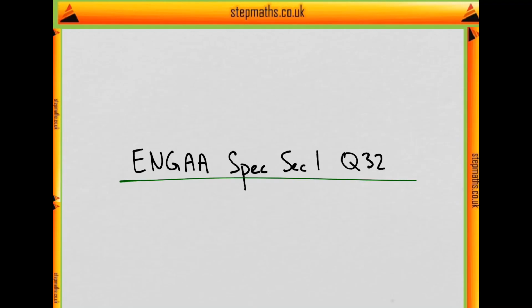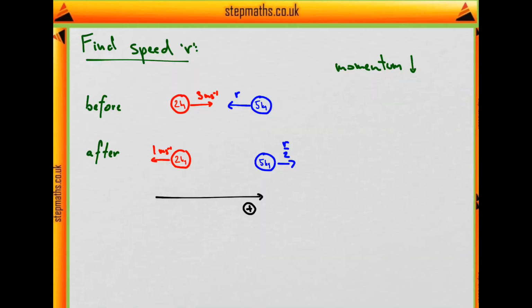In this video, we are going to look at question 32 from the specimen paper. We are supposed to find an unknown speed r in the following collision scenario.